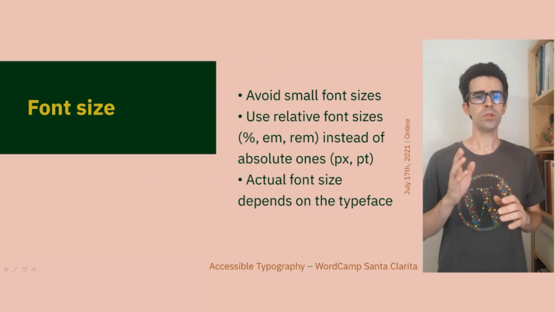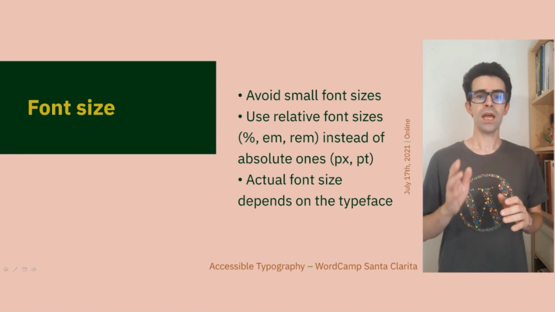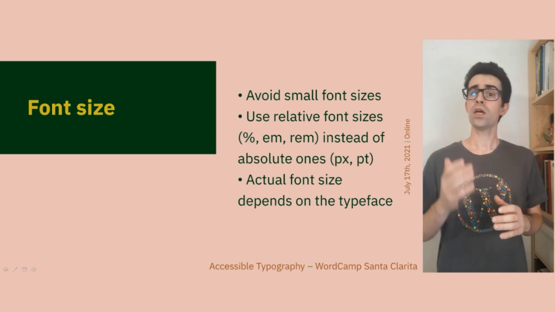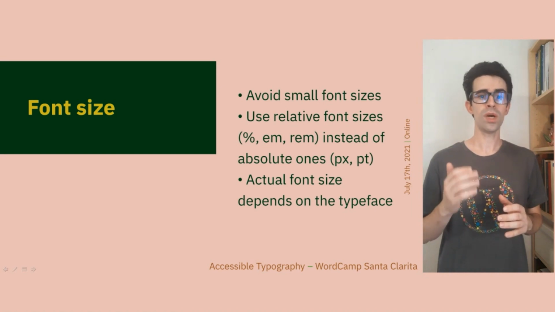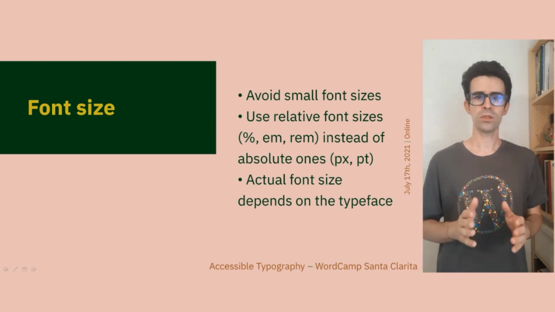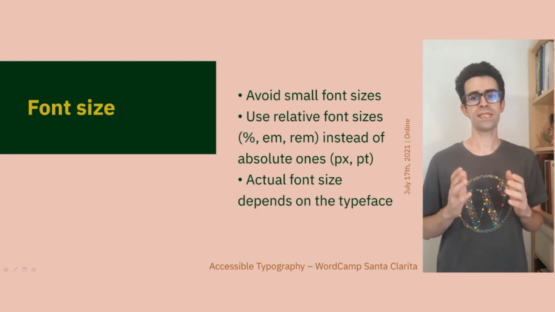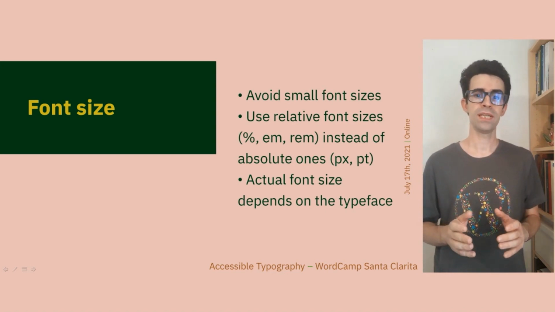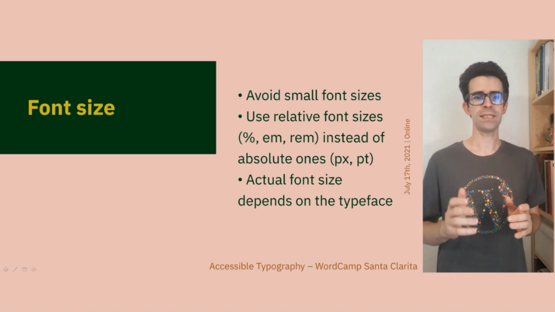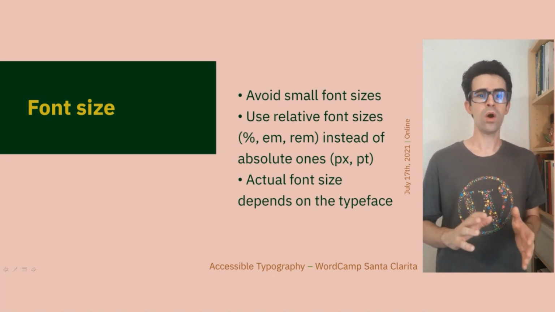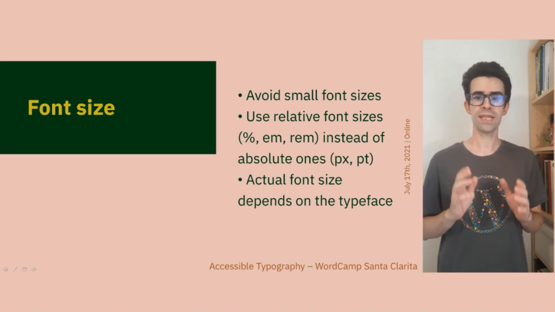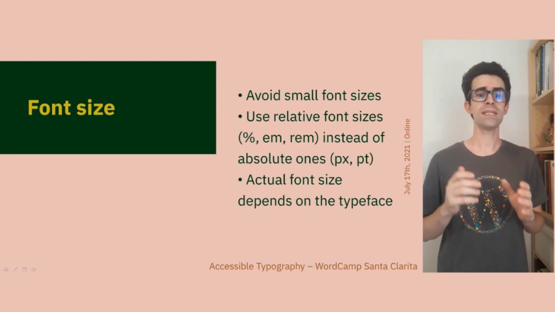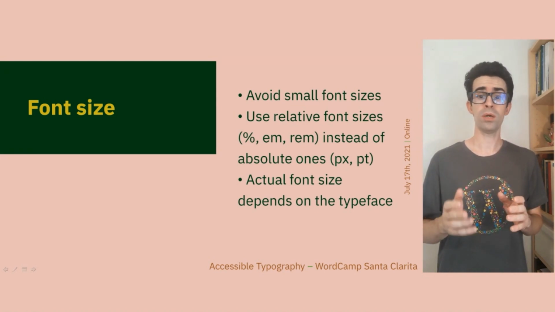The first one is that you should avoid small font sizes. And what I mean by small font sizes is going below 16 pixels on mobile, 18 pixels on tablets, if you want to have a separate breakpoint for that, and 20 pixels on desktop. Secondly, you should avoid using absolute font sizes, such as pixels or points, and instead use relative font sizes, such as %, EM, or REM. The reason for this is that using absolute font sizes will make it more difficult to resize text, which is something we are going to talk about later.